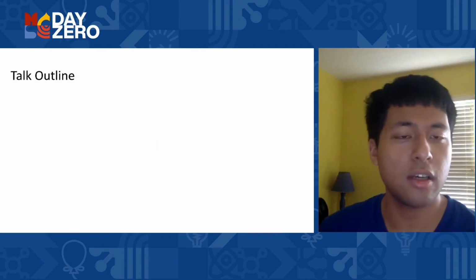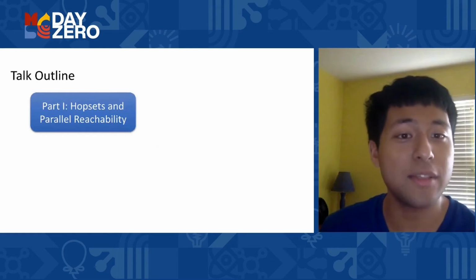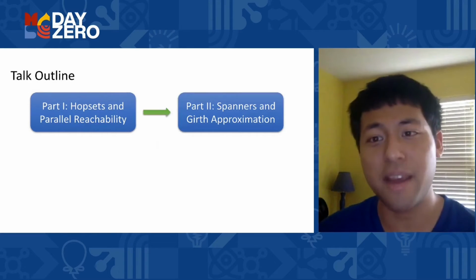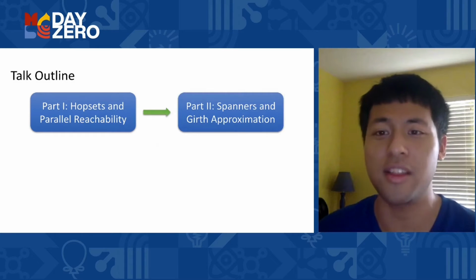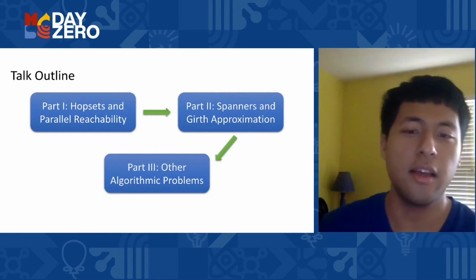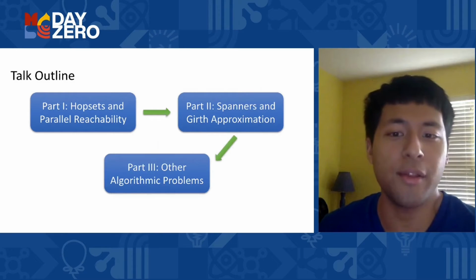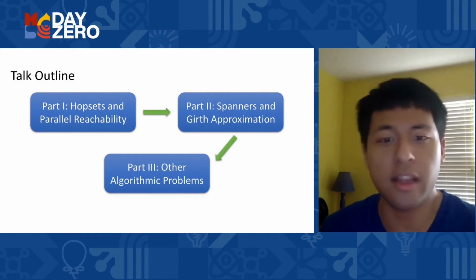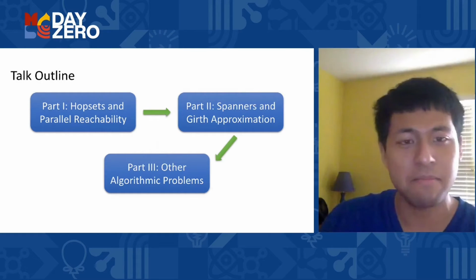So the outline of this talk is: first I'm going to define what a Hopset is and its applications to the problem of parallel reachability. Then I'm going to define a spanner and how it can be used to give algorithms to approximate the girth in directed graphs. And finally, I'm just going to give an overview of some other areas of algorithmic research outside of the technical content of this talk that I personally know something about and also find very interesting. Let's get started.